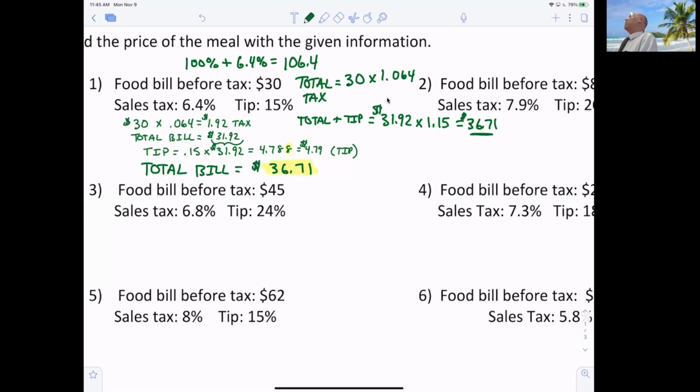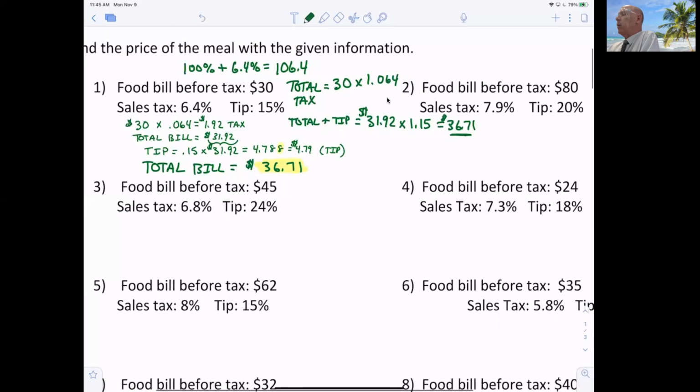Now, the last thing I want to show some of you that are super smart is I want everybody to do this. 30 times 1.064 times 1.15. Somebody do that for me. How much? So it rounds to what? So that's how you can do it really fast if you understand that.